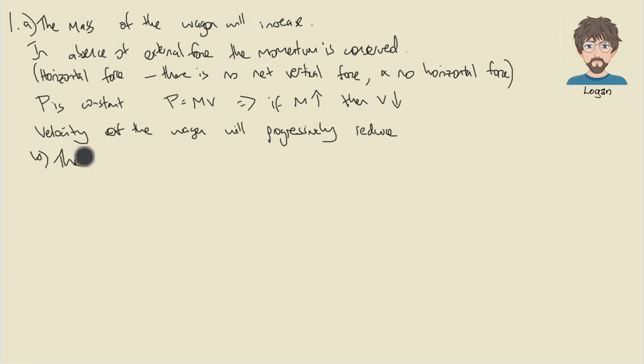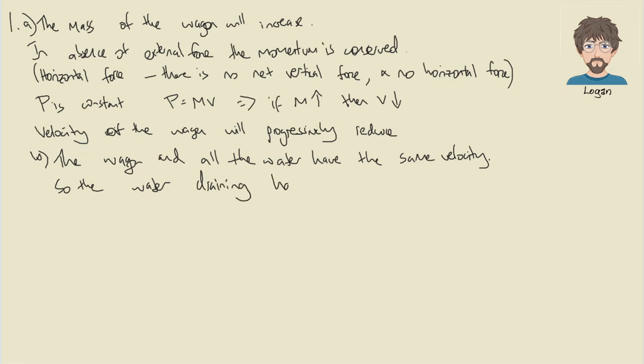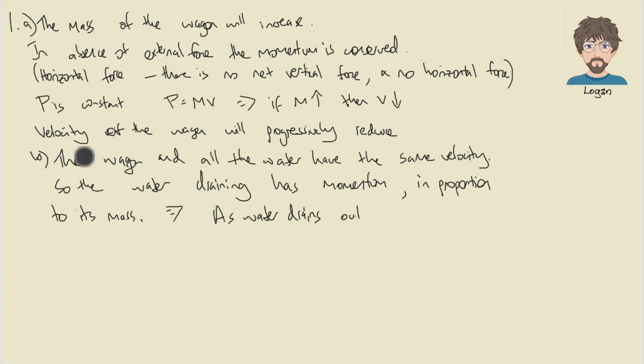The trite answer to this, or the wrong answer, would be that the wagon speeds up. But the thing here is that the wagon and all the water have the same velocity. So the water draining has momentum in proportion to its mass. Therefore, what's happening as the water drains out? As water drains out, the momentum is dropping.